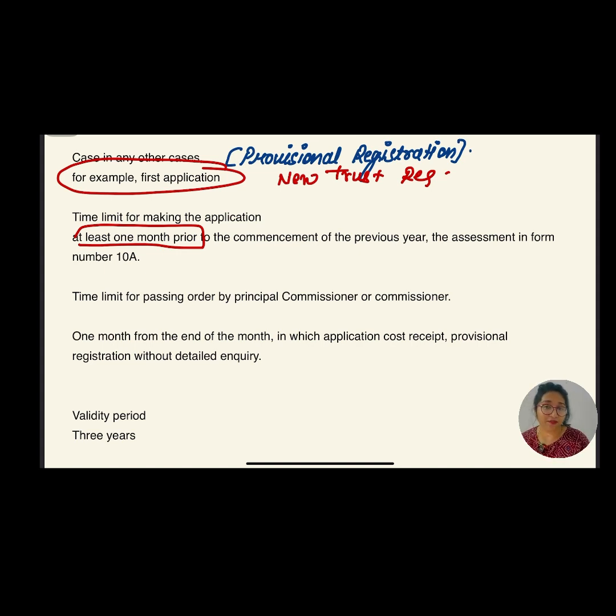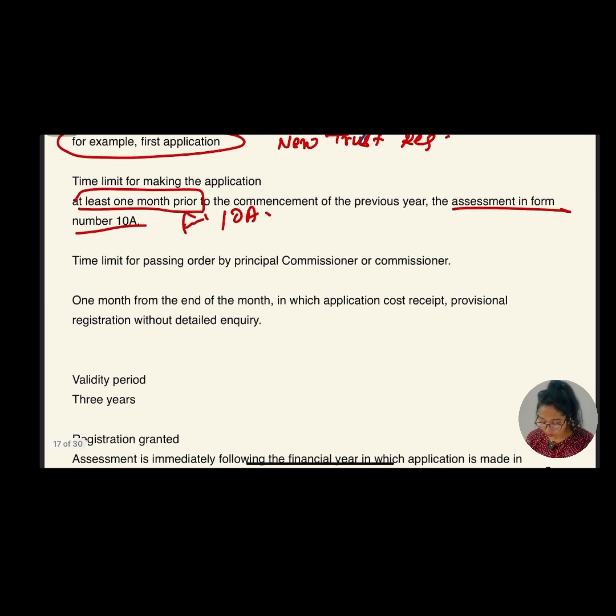Let's take the example of December. So what is the prior time period? November. By November the application is to be sent; this is going to be the last date. The assessment is in Form 10A, the same form number, right. The time limit for passing the order by the Principal Commissioner is going to be 1 month, okay, 1 month from the end of the month in which the application was received.